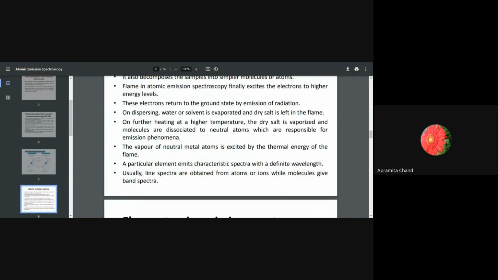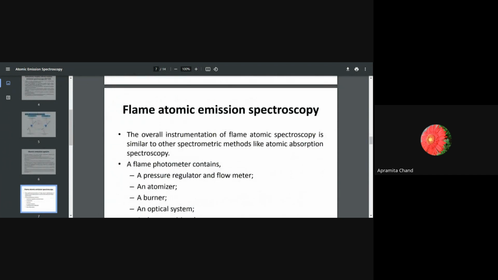Now, a particular element emits characteristic spectra with a definite wavelength, and usually line spectra is obtained from atoms or ions, while molecules give band spectra. Okay, line spectra is obtained from atoms or ions, while the molecules are giving band spectra.